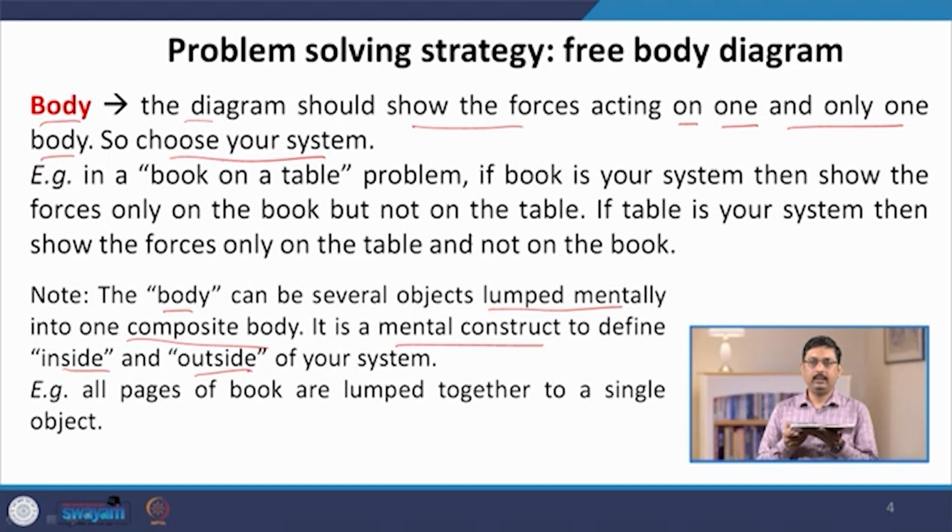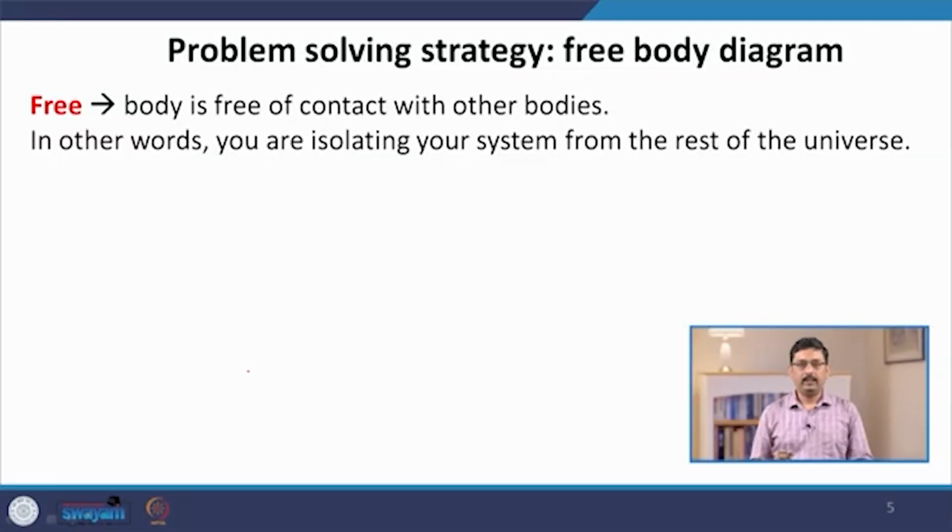For example, imagine that this is a book, a copy. It is composed of several pages. There could be a situation where you want to think about these pages as separate objects, but here we are mentally grouping them together to think about this copy as a single object. And finally, the third word is free, which means that your body is free of contact with other bodies, which means you are isolating your system from the rest of the universe.